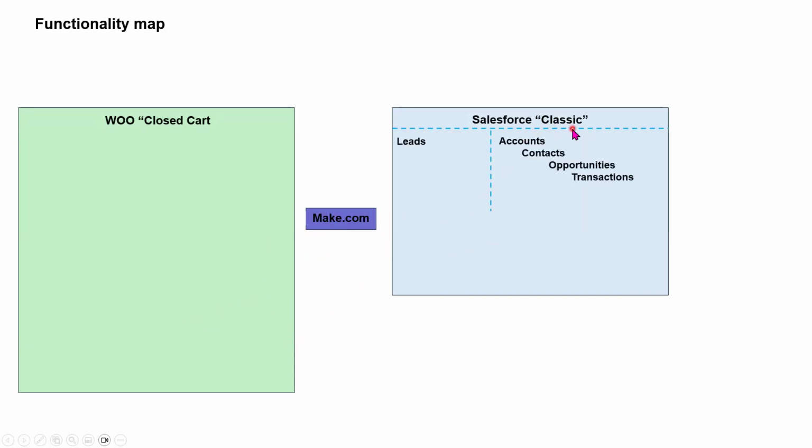So we're using Salesforce Classic. We have the two separate databases, as you know, leads on one side and accounts with sub-objects of contacts, opportunities we're using to place orders, and transactions, which are the payment types as children of the opportunities.